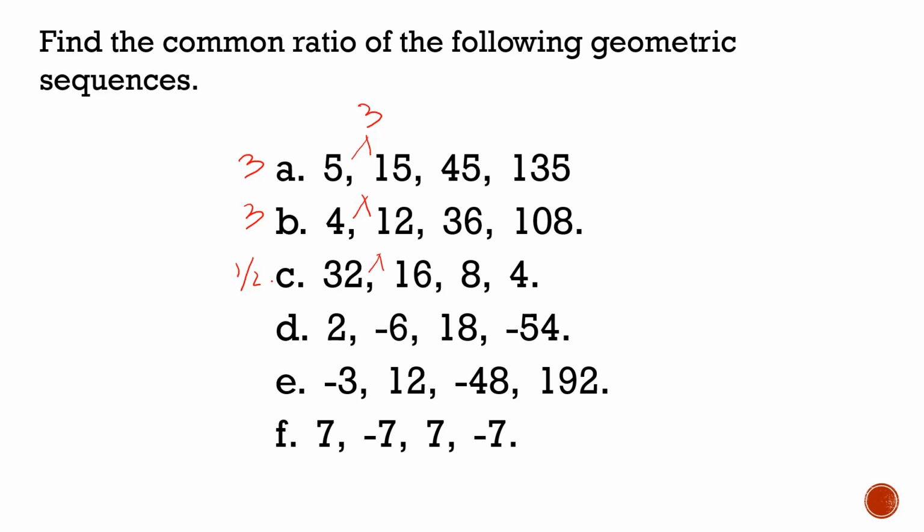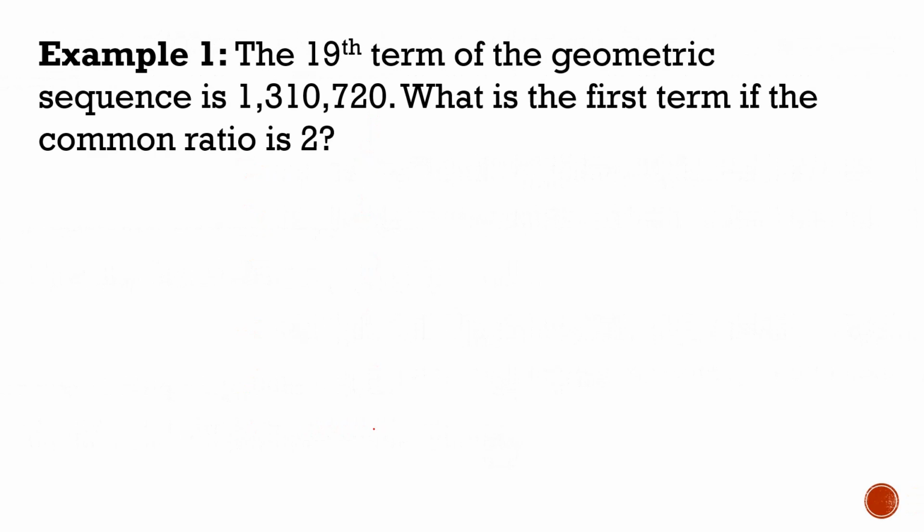For letter D, we have negative 6 divided by 2. That's negative 3. For letter E, 12 divided by negative 3. It's negative 4. And for letter F, negative 7 divided by 7. So we have negative 1. Okay, there. Now let's go straight to the examples.